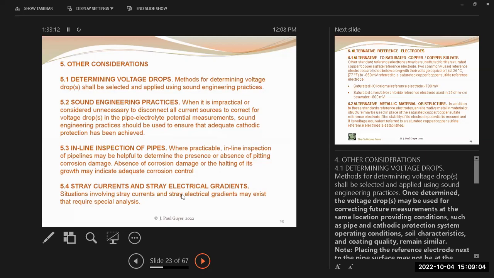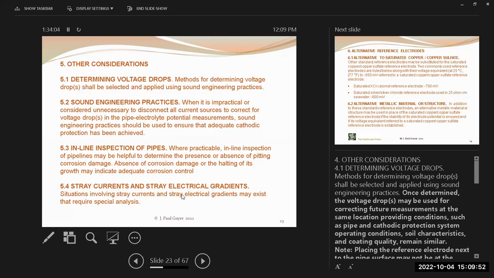Sound engineering practices: when it's impractical or considered unnecessary to disconnect all current sources to correct for voltage drops in the pipe electrolyte potential measurements, sound engineering practices should be used to ensure that adequate cathodic protection has been achieved. Where practical, inline inspection of pipelines may be helpful to determine the presence or absence of pitting or corrosion damage. The absence of corrosion damage or the halting of its growth may indicate adequate corrosion control.